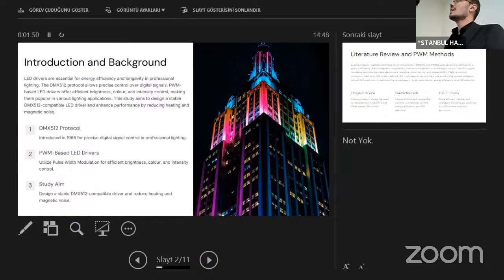Introduction and background. LED drivers are essential for energy efficiency and longevity in professional lighting. The DMX 512 protocol allows precise control over digital signals. PWM-based LED drivers offer efficient brightness, color, and intensity control, making them popular in various lighting applications. This study aims to design a stable DMX 512 compatible LED driver with unchanged performance by reducing heating and magnetic noise.